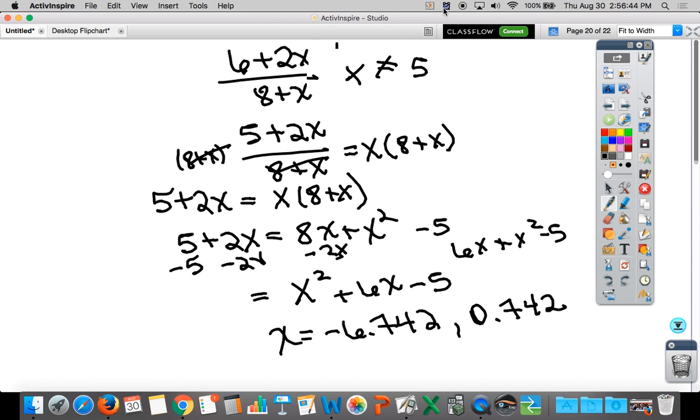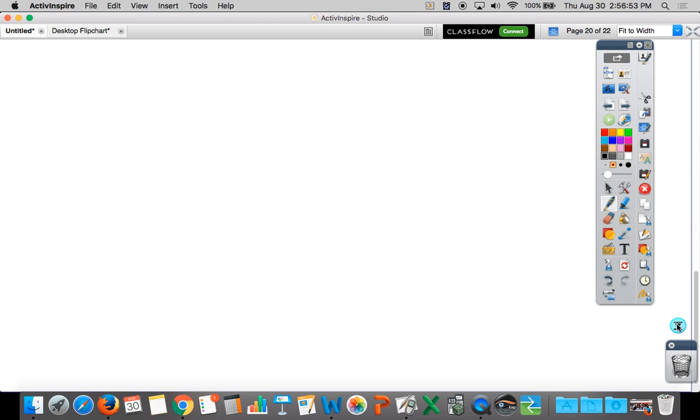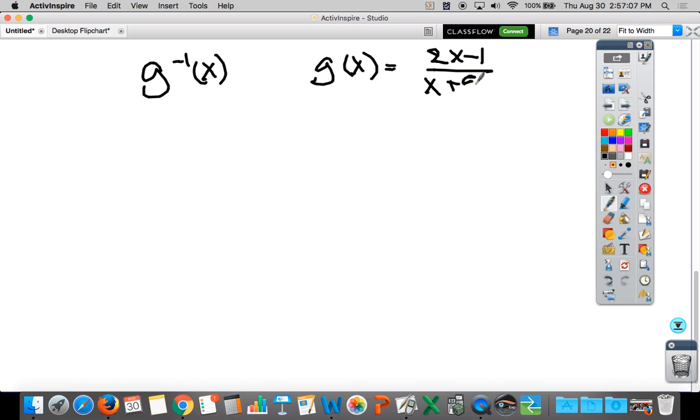All right, what was the answer to 3B? Oh, I'm sorry. I never finished up 3B. Oh, yes, thank you. We had to do the inverse. I was getting ahead of myself. So we had to do the inverse of g. That means we start off with g as being 2x minus 1 over x plus 5. So the y becomes x, the x becomes y. Notice it did not say solve. It's just finding the inverse.